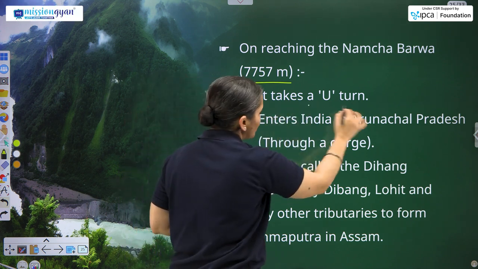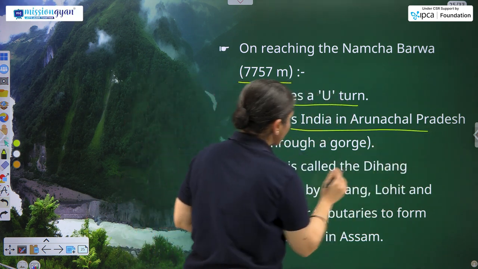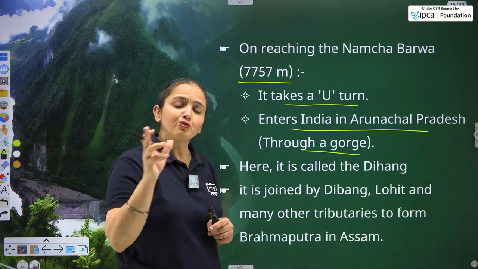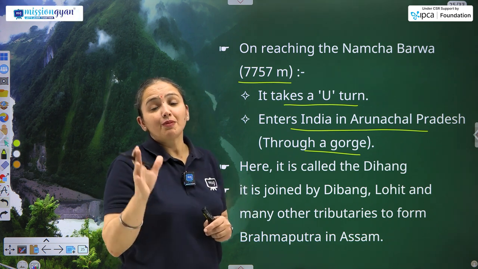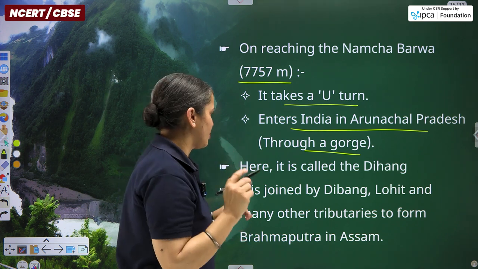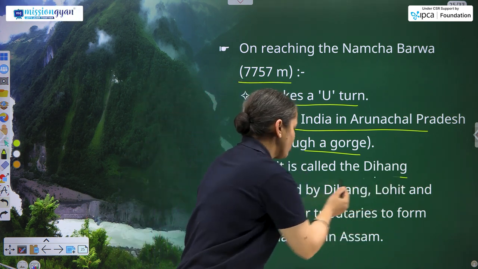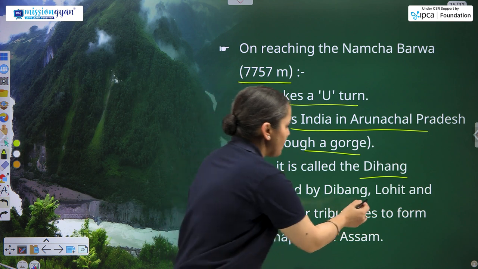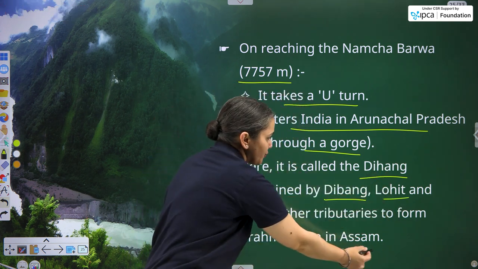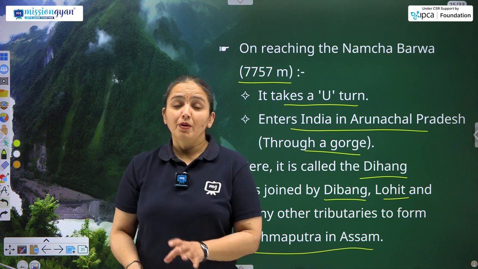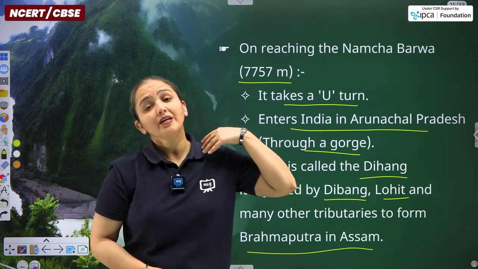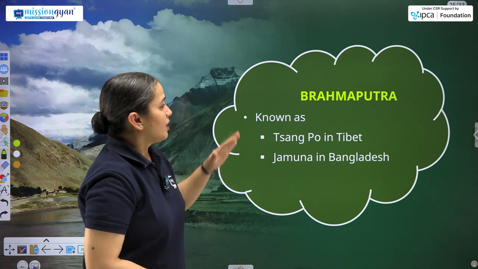It takes a U-turn, enters Arunachal Pradesh through a gorge. So Namcha Barwa comprises various gorges. From one of the gorges, this river Brahmaputra enters India, to be known as Sangpo, not in India, in the outer India. Here it is called the Dihang, I told you. It's joined by Dibang, Lohit, and many other tributaries to form Brahmaputra in Assam. Brahmaputra is its name for the entire region that it flows in the Indian subcontinent.